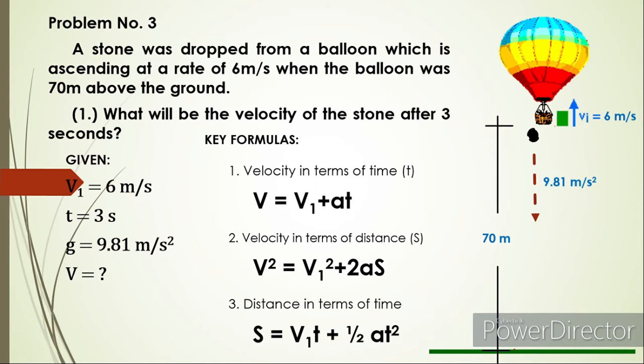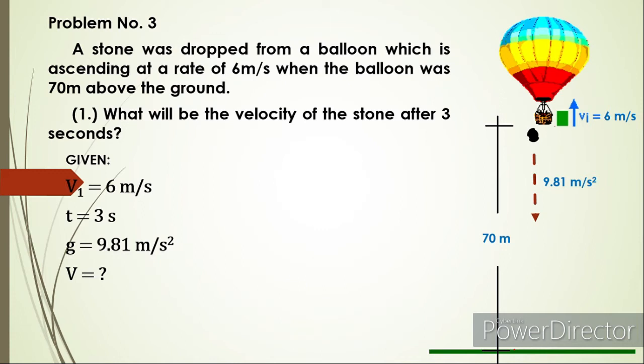And then we have time na 3 seconds. And then the gravitational acceleration of 9.81 meter per square second. So we're looking for the velocity of the stone after 3 seconds. So looking back to our key formulas, ayan, makikita natin, unknown si V final, meron tayong V1, meron din tayong acceleration, meron tayong time. So we could use formula number 1, which is V is equal to V1 plus AT.